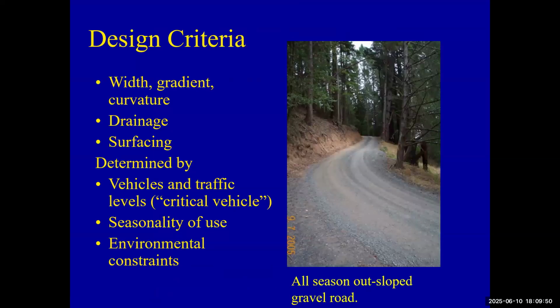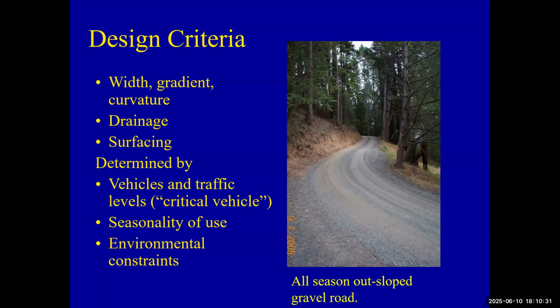So the design criteria that typically go into planning a road: the width, the gradient, the curvature, the drainage, the surfacing, and those are determined by the vehicles and the traffic levels, right? So critical vehicles. For example, if you're going to be having a road where there's going to be access needed for low bed trucks, it can only be at a certain grade or they can't maneuver. I don't know if you've been on roads where somebody with a big low bed truck is trying to come around a hairpin curve and they come into your lane. So, those are the issues that we need to address.